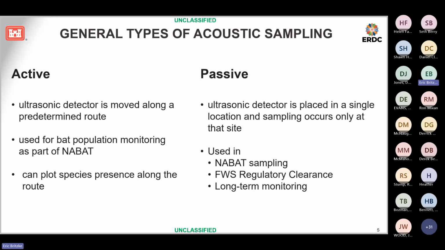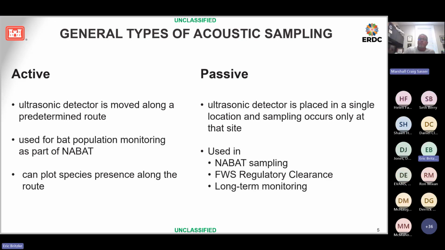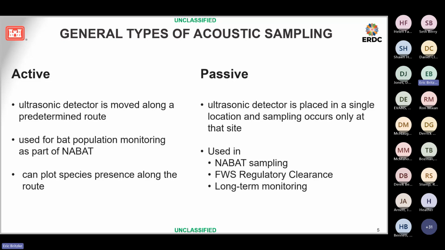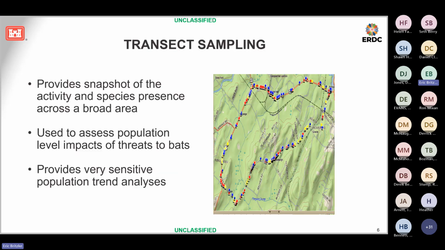Another thing that's not commonly used as much, but active sampling is really important. This is when the detector is moved along a predetermined route. Sometimes this may be a walking transect or in a car. There is a part of NABat that uses this for population monitoring. And the nice thing about this is it allows you to cover a large area and get an idea of where maybe bat activity is highest, so you can concentrate sampling in the future. And so these are two different types of sampling.